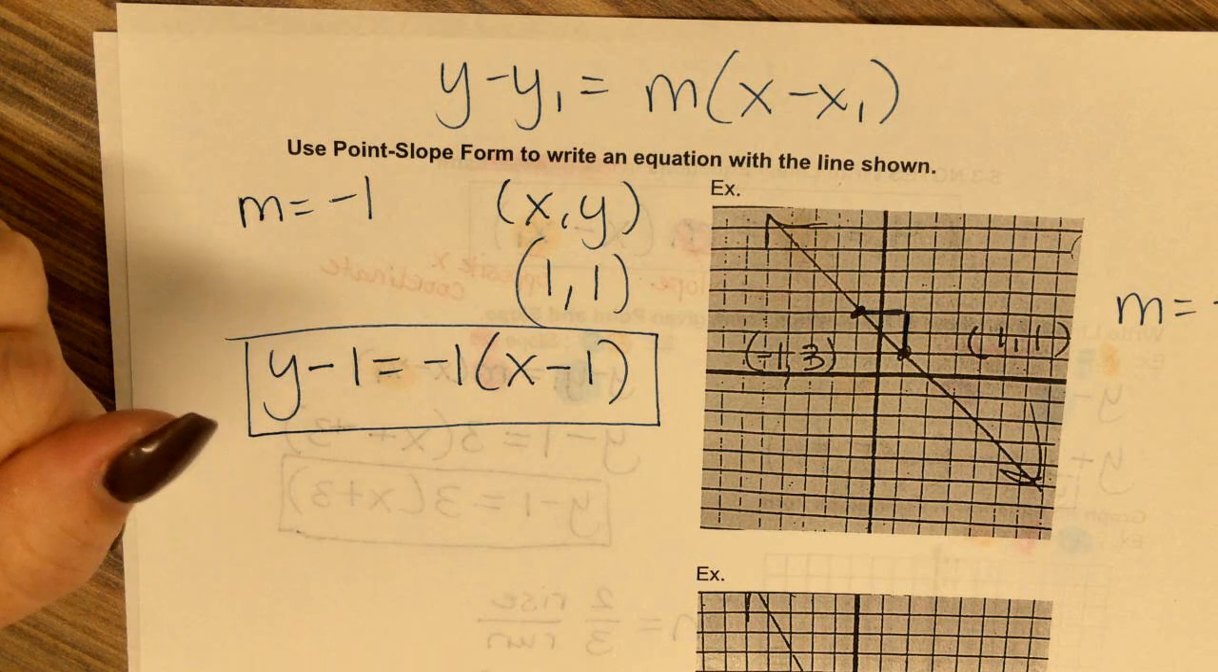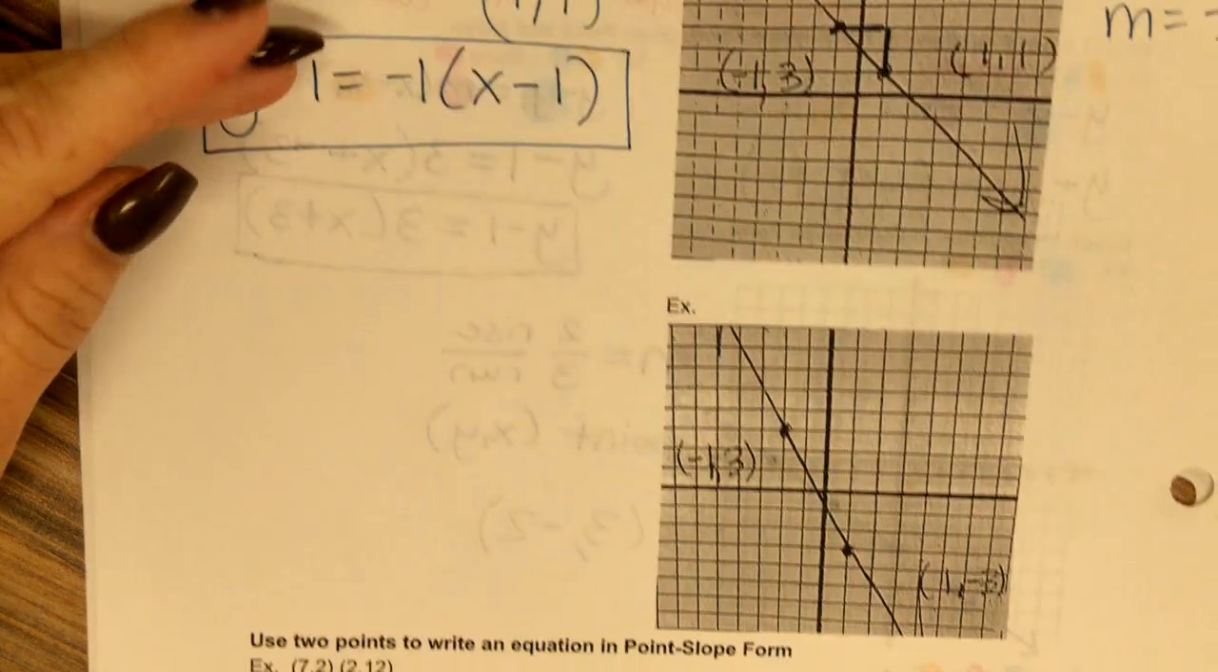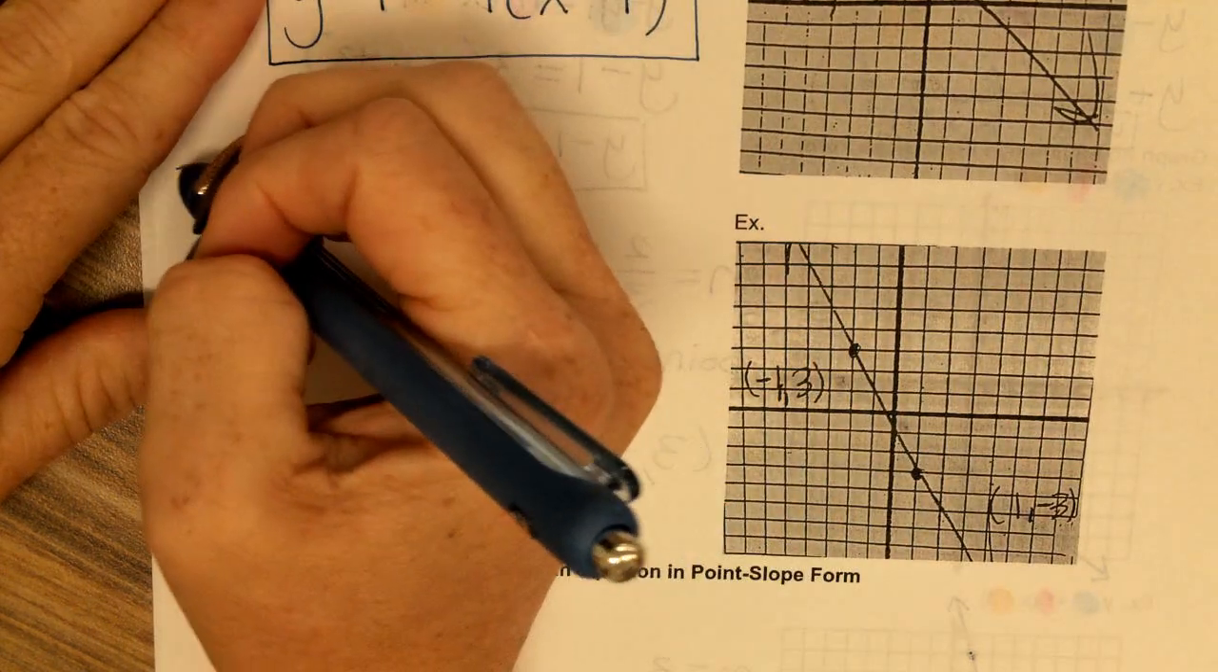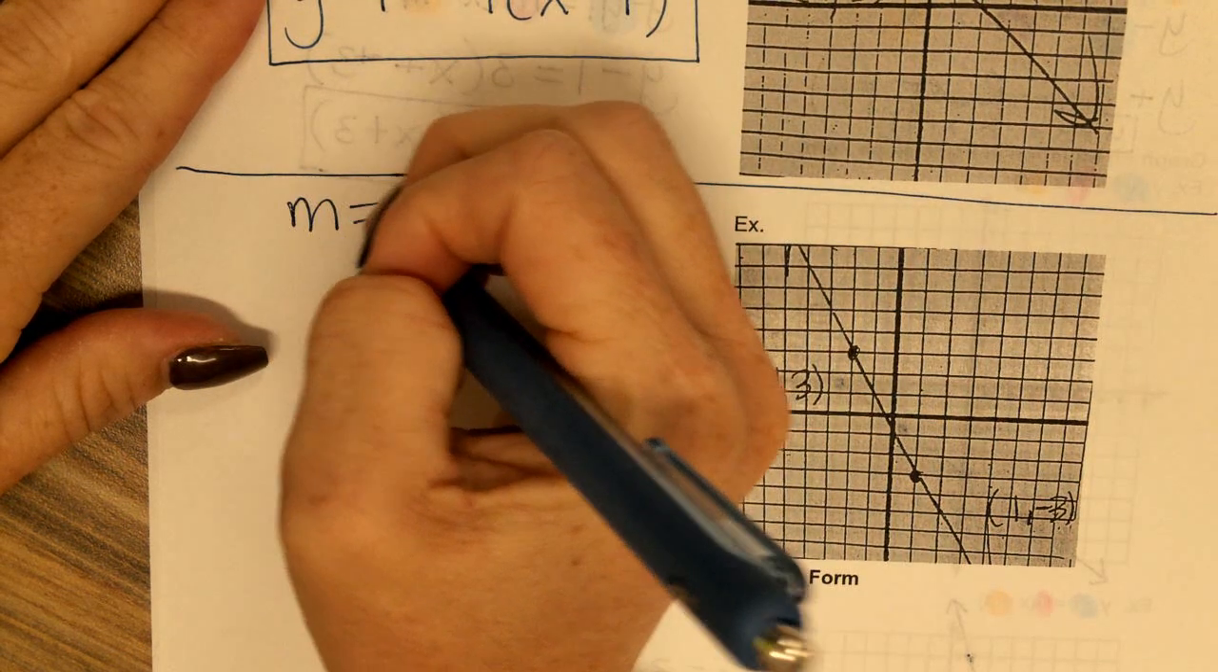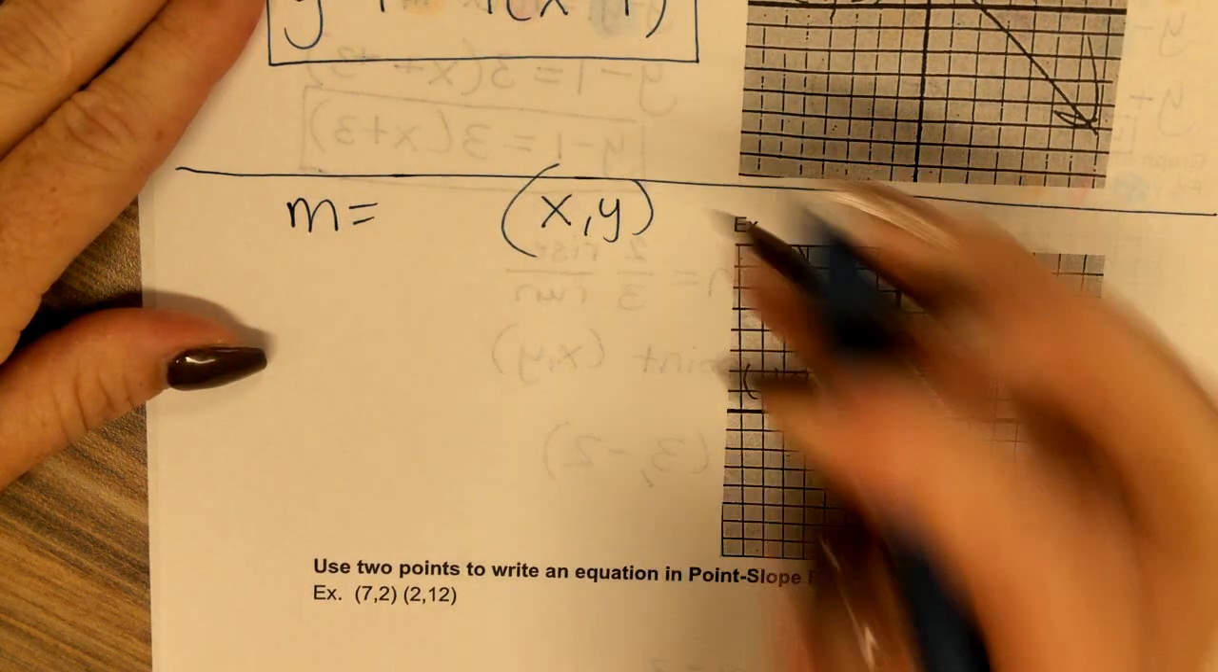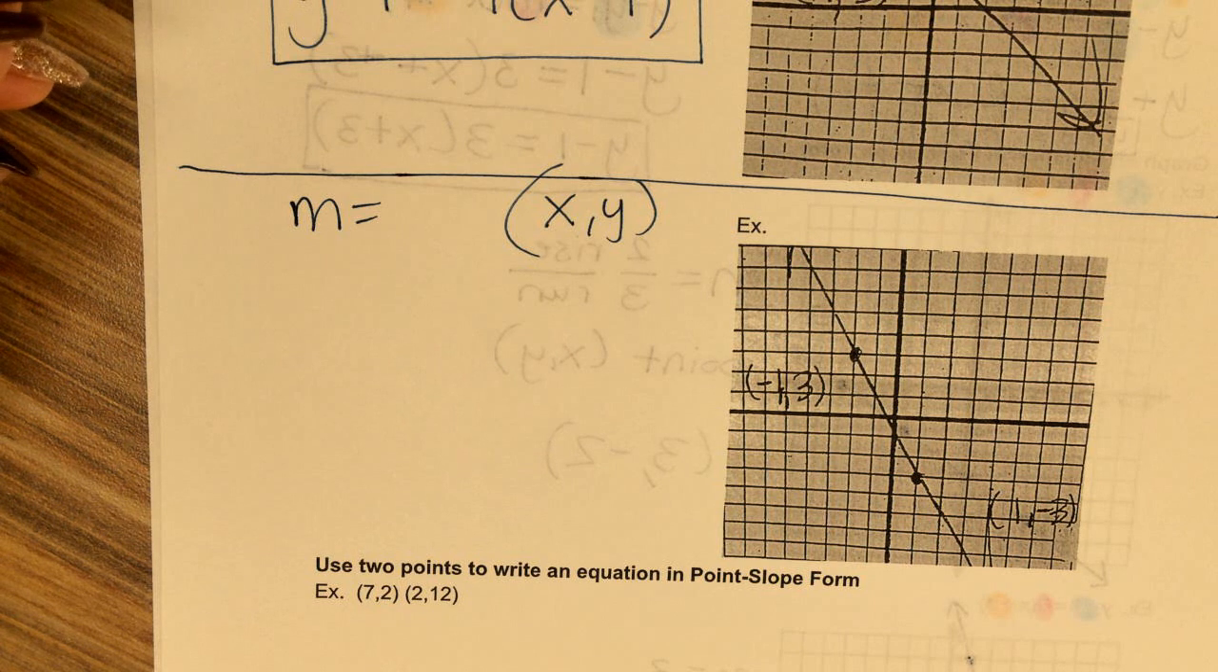No. All right, I'm going to let you do this one on your own. Again, you need a slope, you need an m, and a point. So we don't need a y-intercept today.